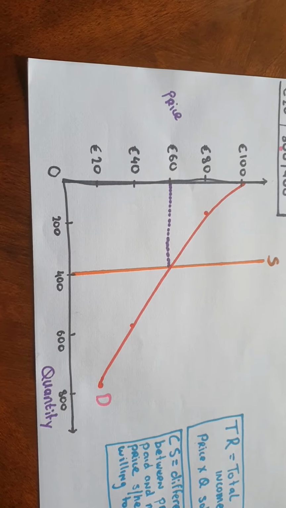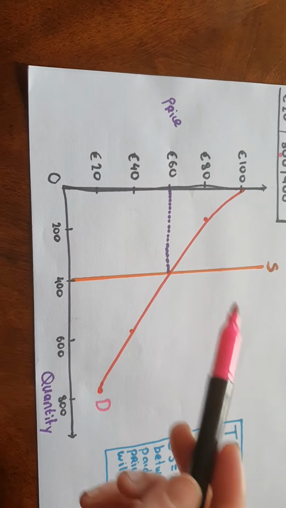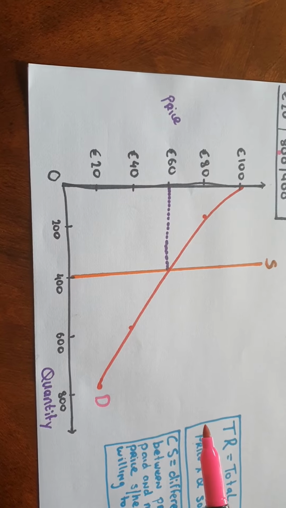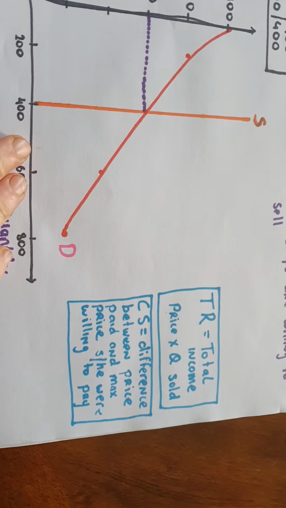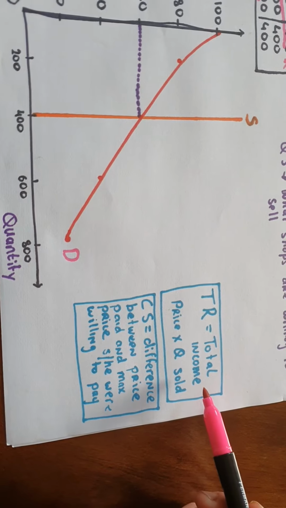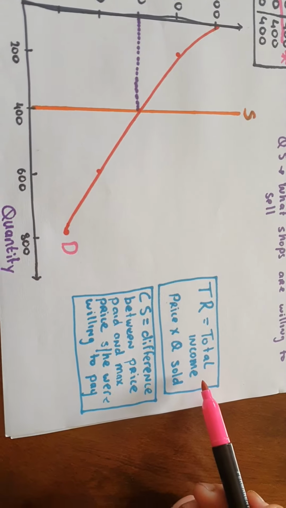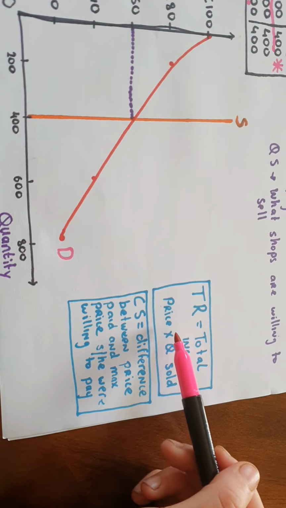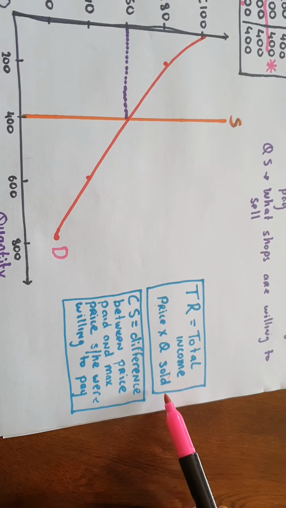The only issue now is the second part of the question. We were asked to identify where in this graph is our total revenue and where is our consumer surplus. So just to go over our definitions. Total revenue is the total income that you received from sales. That's our definition of it. So how do we calculate it? It's price, or selling price, multiplied by the quantity that's sold.